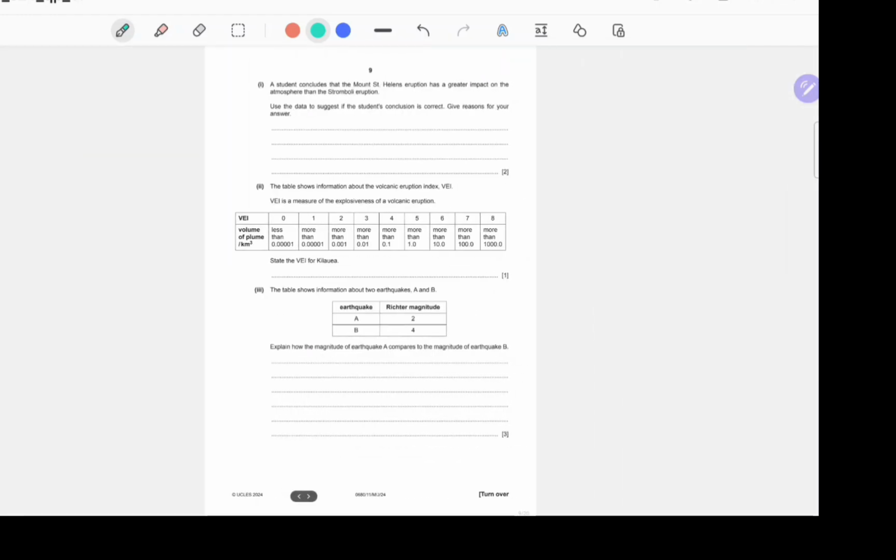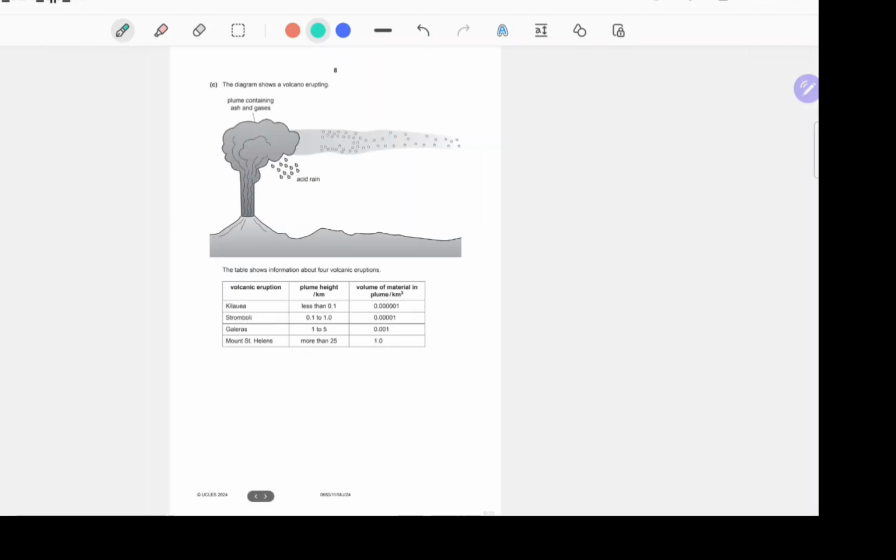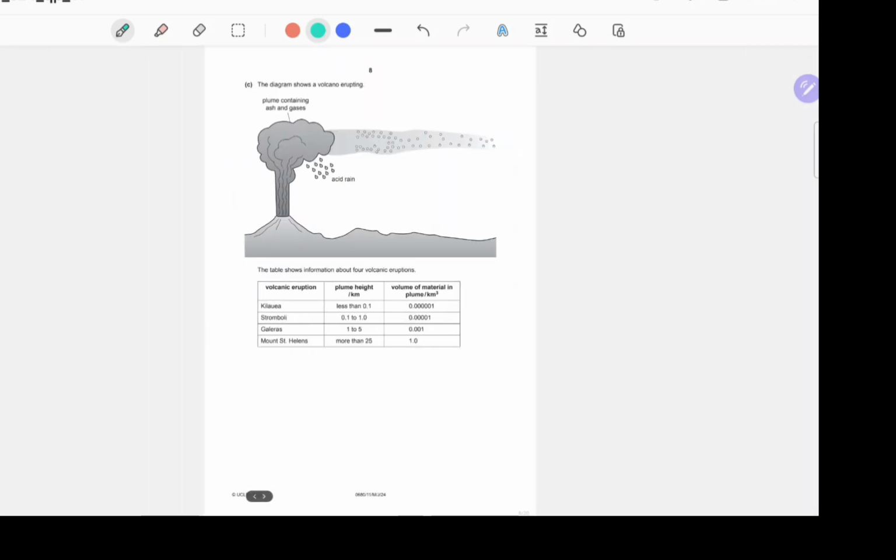A student concludes that the Mount St. Helens eruption has a greater impact on the atmosphere than the Stromboli eruption. Use the data to show the student's conclusion is correct. We will go back to here. How will we find out? I use the volume formula. Volume is equal to area times H.